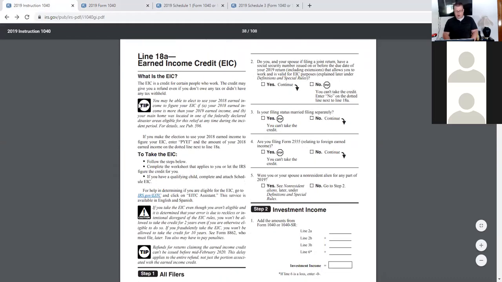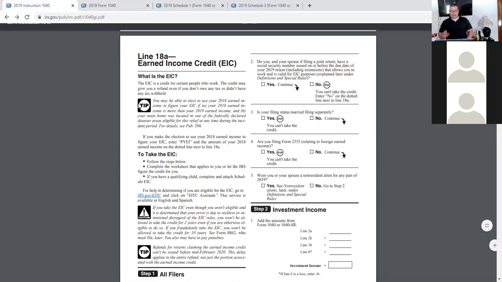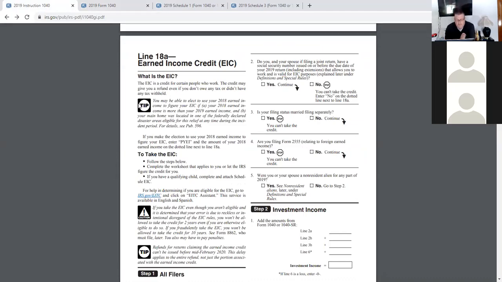18A, earned income credit. What is the EIC? The EIC is a credit for certain people who work, and the credit may give you a refund even if you don't owe any tax or didn't have any tax withheld. So if you make the election to use your 2018 earned income to figure your EIC, enter PYEI in the amount of your 2018 earned income. We're not going to worry about any of that.